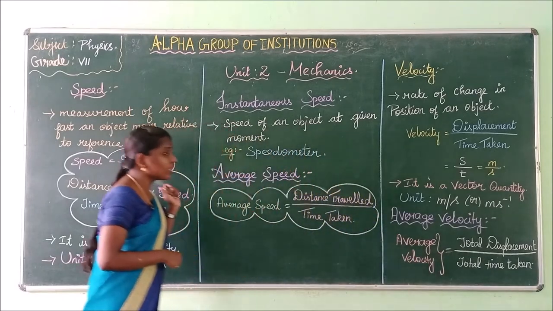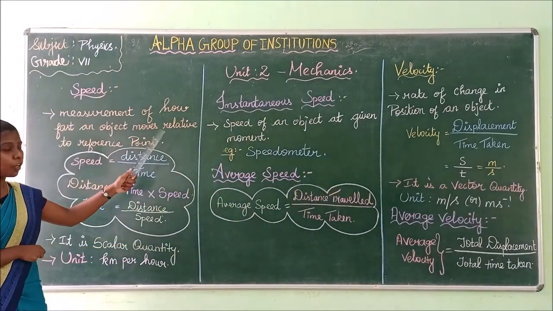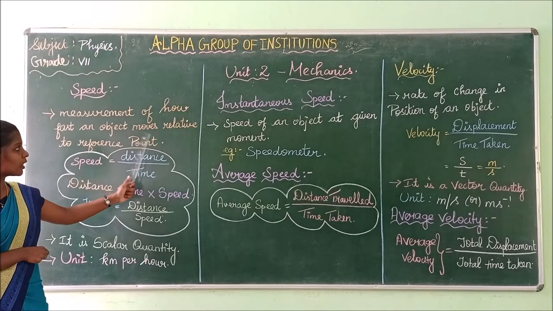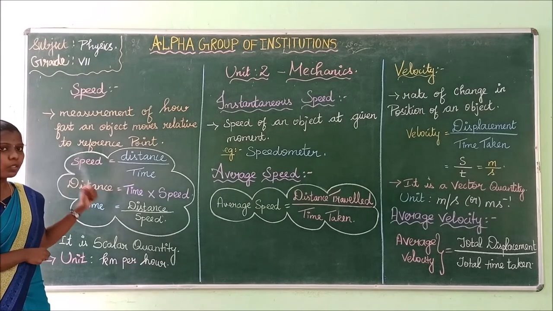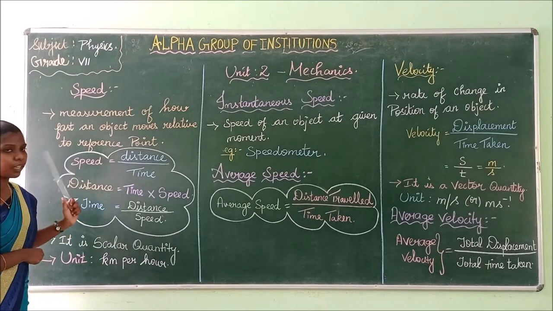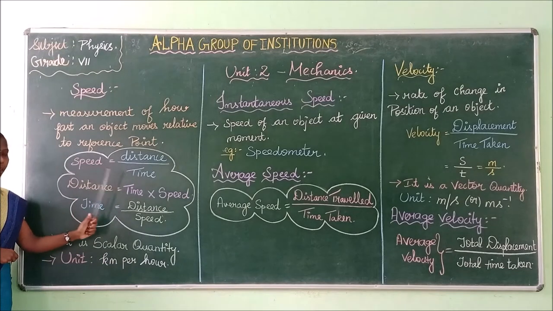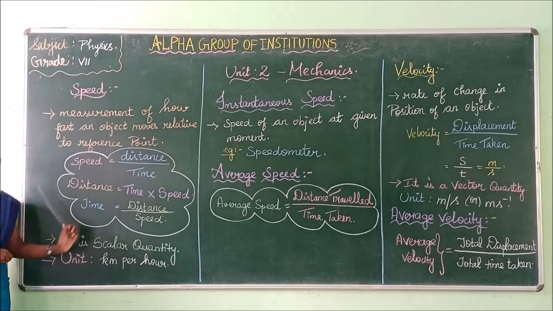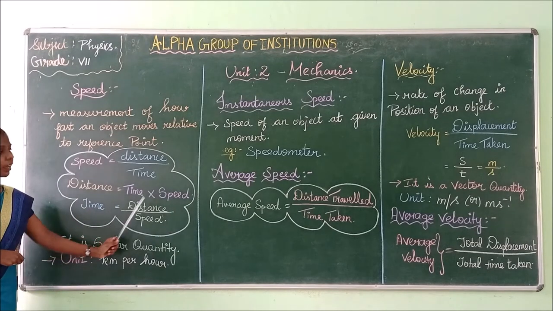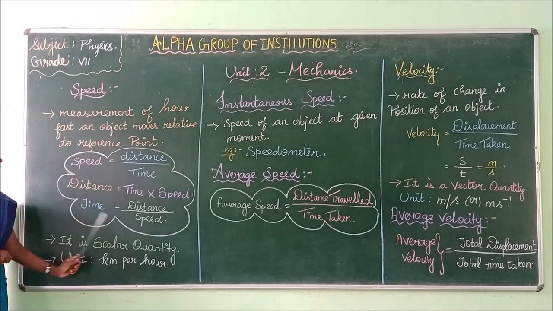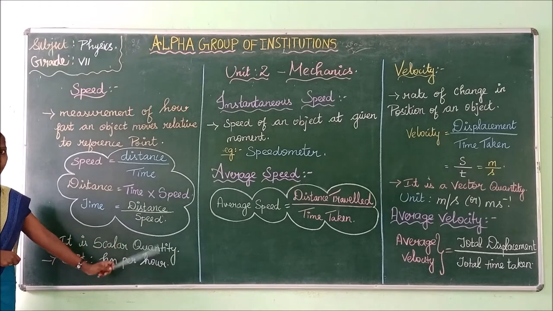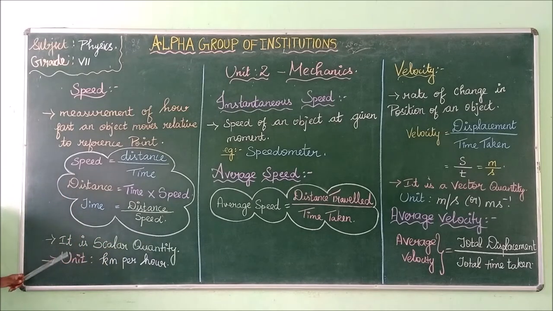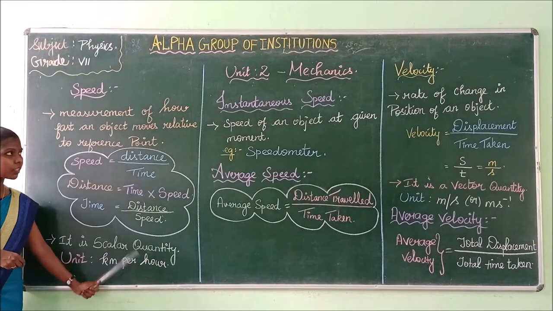We have seen what is speed. Speed is the measurement of how fast an object moves relative to a reference point. The formula to calculate speed is distance by time. From this we can calculate distance and time. Distance is equal to time into speed. Time is equal to distance by speed. Speed is a scalar quantity as it possesses only magnitude. Unit of speed is kilometer per hour.